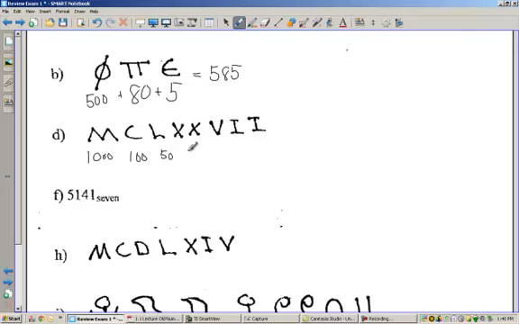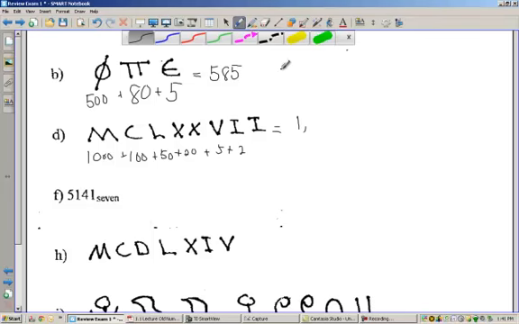And then I have 2 tens, right, 2 X's, which are 2 tens, so I have 20 things. A V is a 5, and 2 I's is 2. And you simply add these things all together. And so this Roman numeral represents 1,170. Right, 50, 20, 77 things. Right, 5 plus 2. Again, you can just take 1,000 plus 100 plus 50 plus 20 plus 5 plus 2, and you should get 1,177 things.